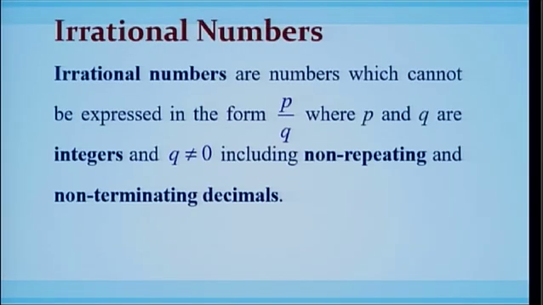Now let's talk about irrational numbers. Remember, in the first part we talked about rational numbers. Now we're going to talk about irrational numbers. Irrational numbers are numbers which cannot be expressed in the form P over Q. Okay, so we're going to have non-repeating and non-terminating decimals also.